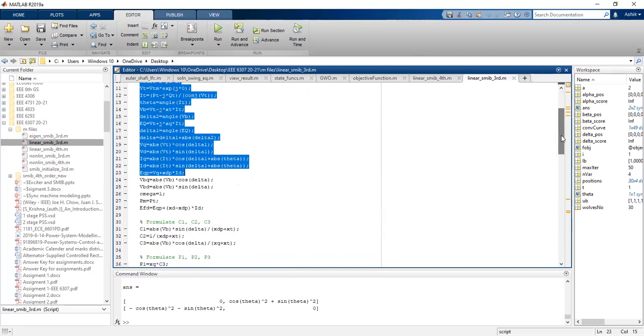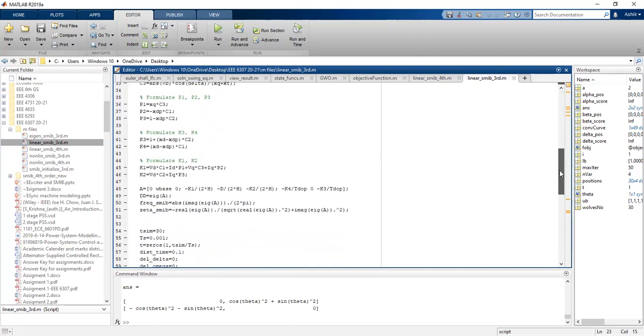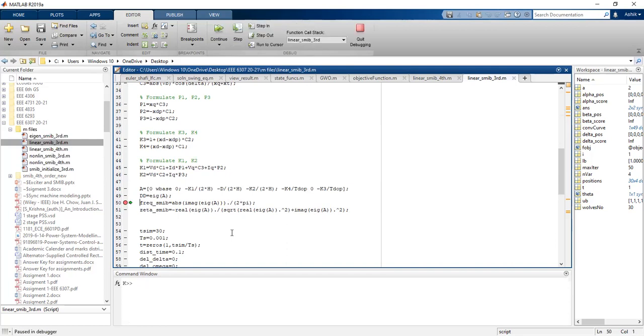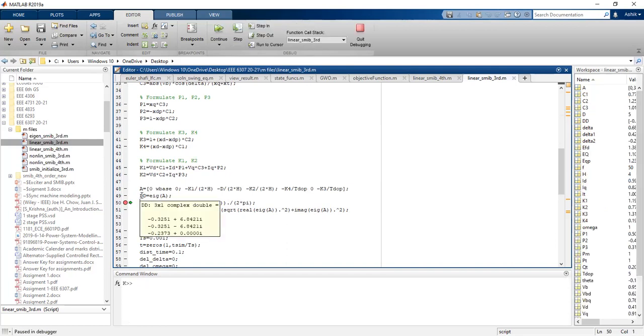In the third order model, we only had to calculate up to K4. So K1, K2, K3, and K4 were there. You can see the A matrix. This was the A matrix, which was a 3 by 3 matrix, and we calculated the eigenvalues of A. If I run it, the eigenvalues of A were like this. Okay, so is it stable or not?